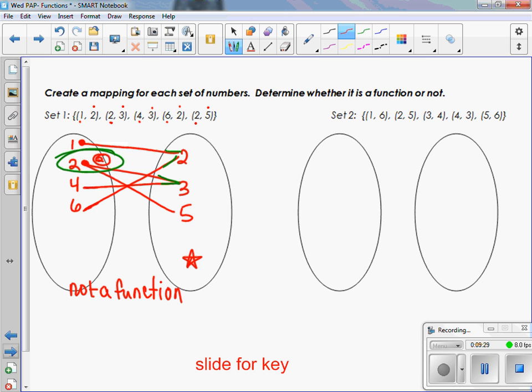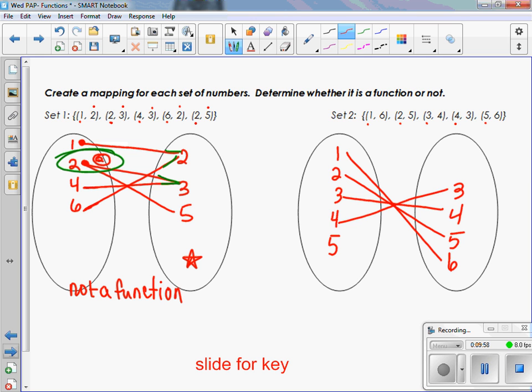Let's try another one. 1, 2, 3, 4, 5. Those are my inputs because they're my x's. 6, 5, 4, 3, and then another 6. Again, we're keeping them independent, or unique, only the unique values. So 1 goes to 6, 2 goes to 5, 3 goes to 4, 4 goes to 3, and 5 goes to 6.